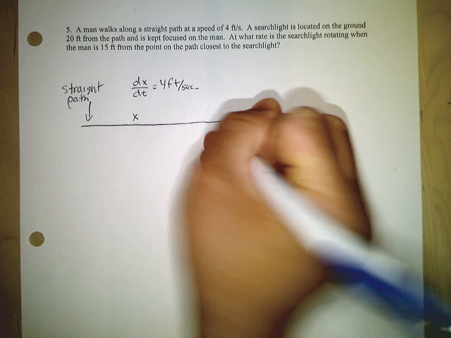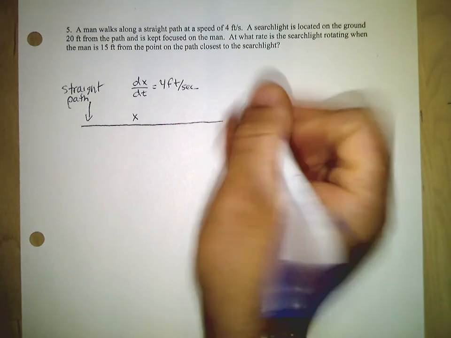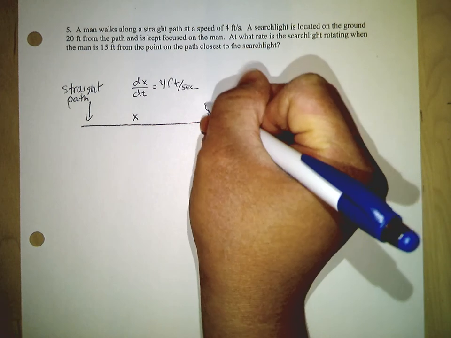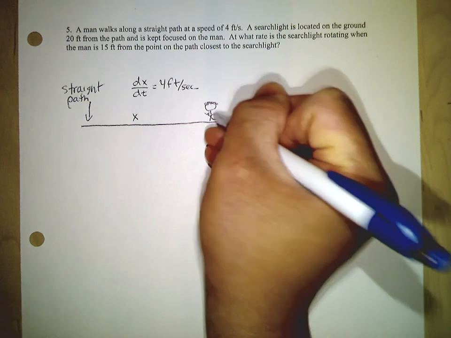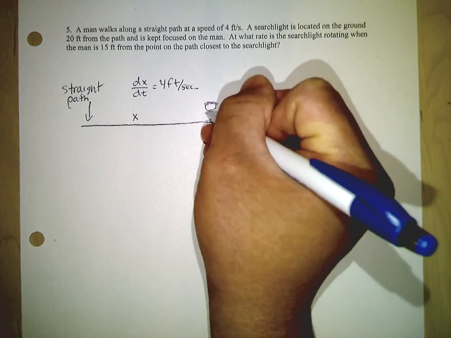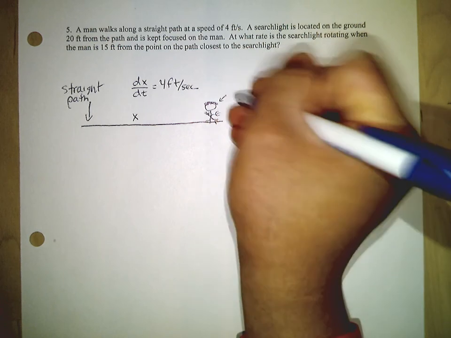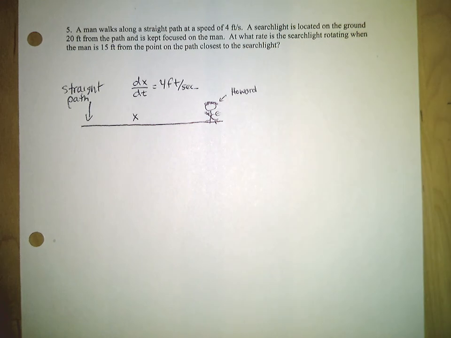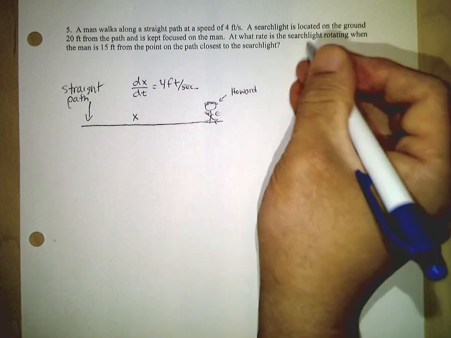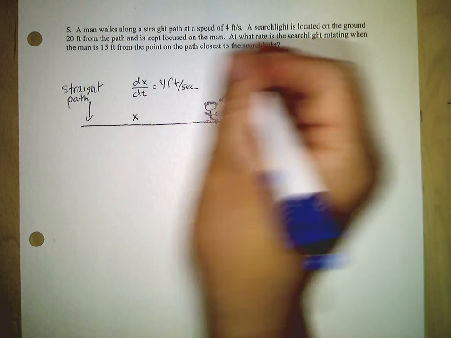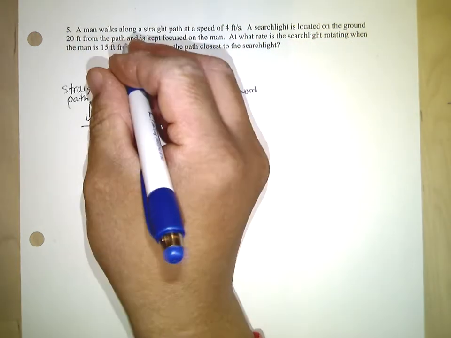All right, and here is the man walking, and I'll give him a little bit of hair and some hands and some feet. Actually, those look more like pitchforks, and I'll give him a name. How about Howard? All right, so now a searchlight is located on the ground 20 feet from the path.